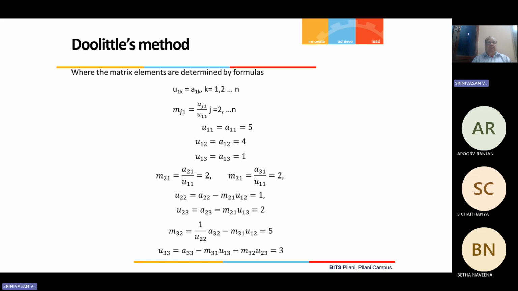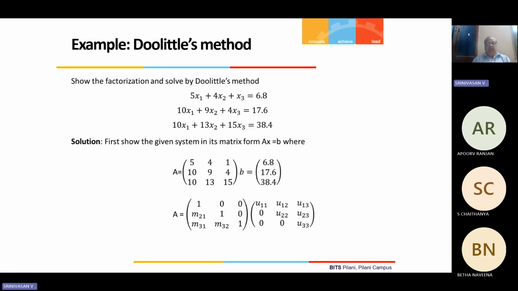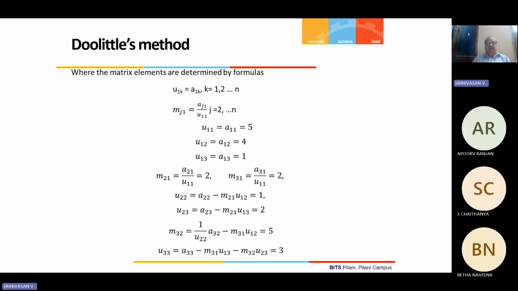Then U23 is A23. What is A23? A23 is 4, isn't it? 4 minus, what is M21? 2. What is U13? 1. So 4 minus 2, 2.